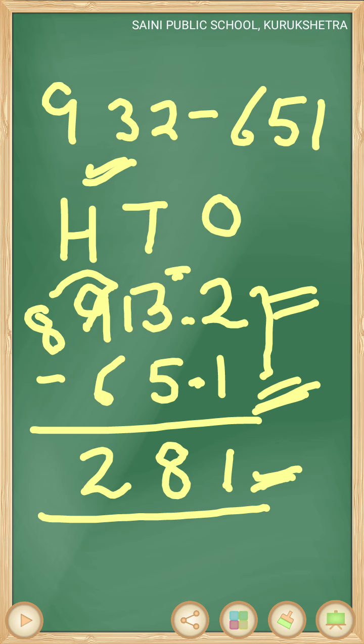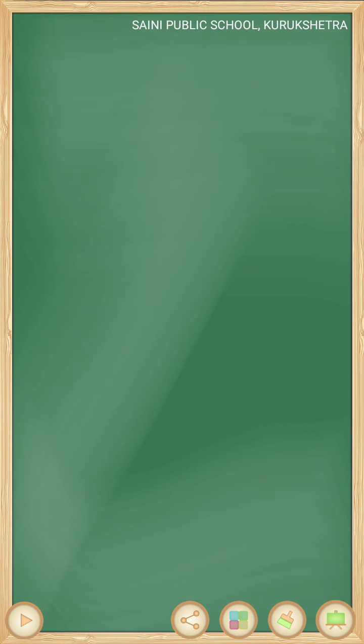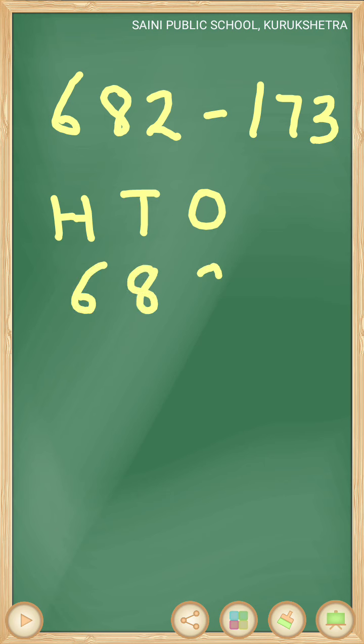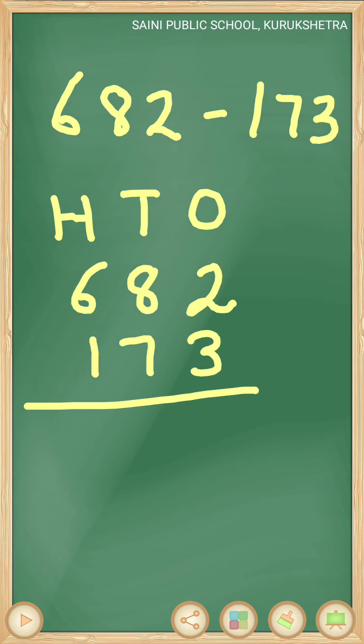Now take another example. For example, 682 minus 173. Now start doing the subtraction. Ones place, tens place, 100 place. These are 3-digit numbers, so we write 3 places. 682 is the bigger number, so we will write it at top. 173 is smaller, so we will write it at bottom. We will put a sign of minus here.